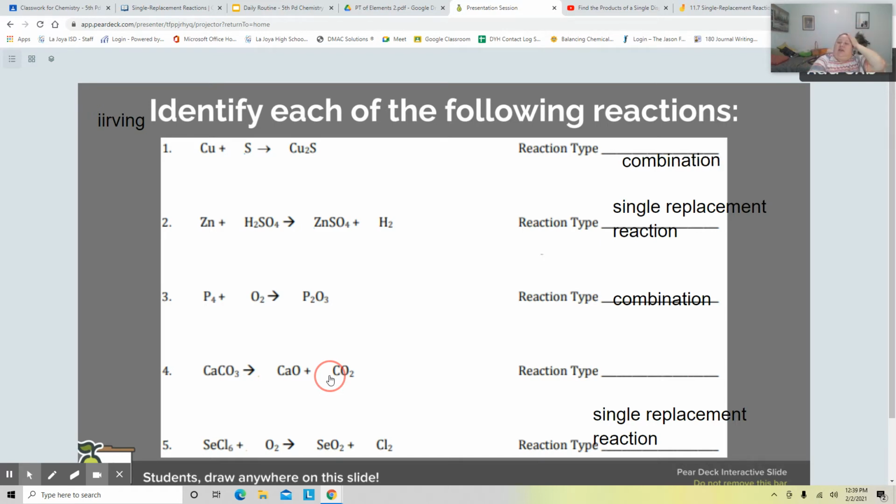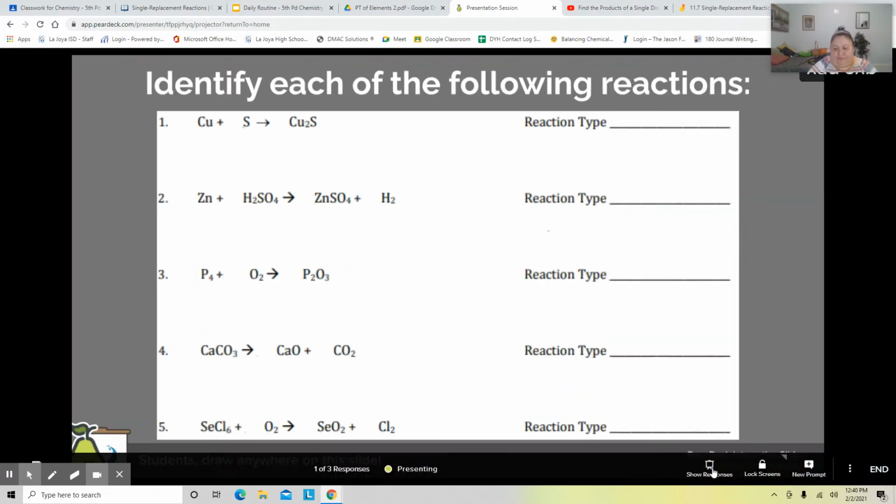Very good, Miss Diamond. That is known as a decomposition reaction. Decomposition, the name says decomposition. That means that things are breaking apart. In this case, calcium carbonate is breaking apart into smaller compounds, carbon dioxide and calcium oxide. Very good. Thanks, Irvin. Thank you, Miss Diamond. Oscar, I appreciate the help.